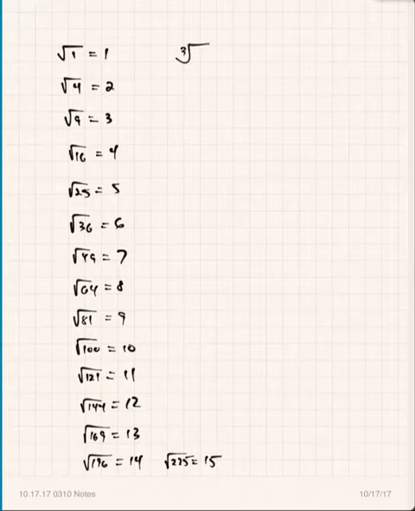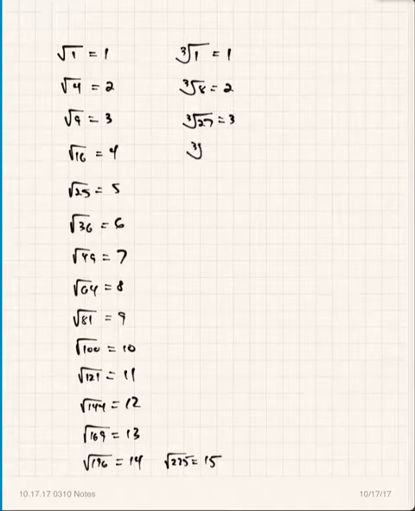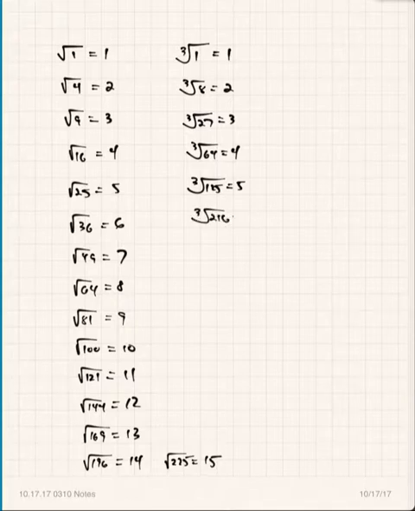Cube roots, that list is smaller. So the cube root of 1 is 1. Cube root of 8 is 2. Cube root of 27 is 3. Cube root of 64 is 4. Cube root of 125 is 5. If you at the very least know up through that one, that would be good. If you knew the cube root of 216 was 6, that would even be better. And so that would be the perfect cubes.